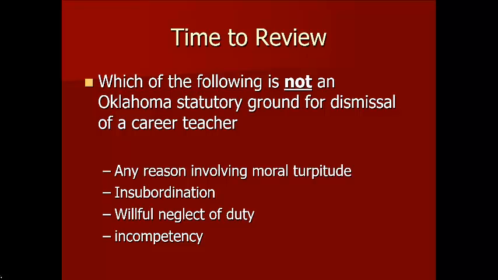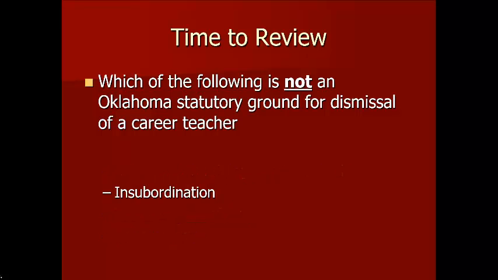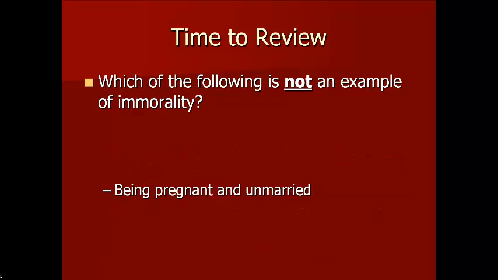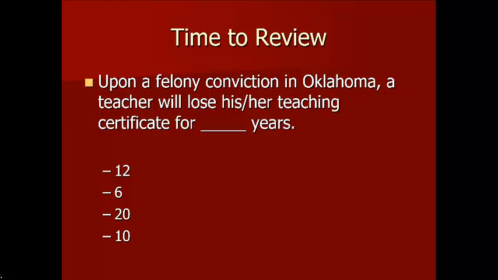Which of the following is not an Oklahoma statutory ground for dismissal of a career teacher? Dismissal meaning leaving at that moment, or getting rid of them right then. In Oklahoma, it's insubordination. Which of the following is not an example of immorality? Being pregnant and unmarried is not considered immoral. Upon felony conviction in Oklahoma, a teacher will lose his or her teaching certificate for how many years? The answer is 10 years.